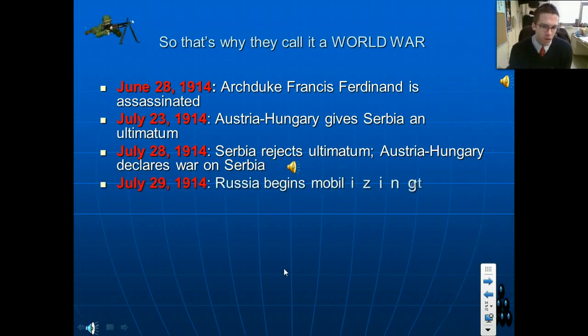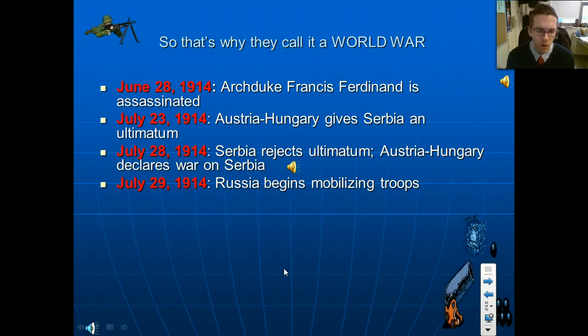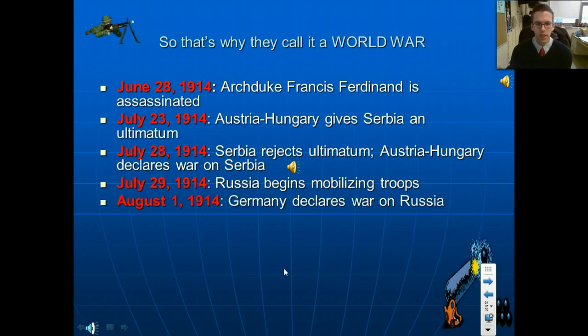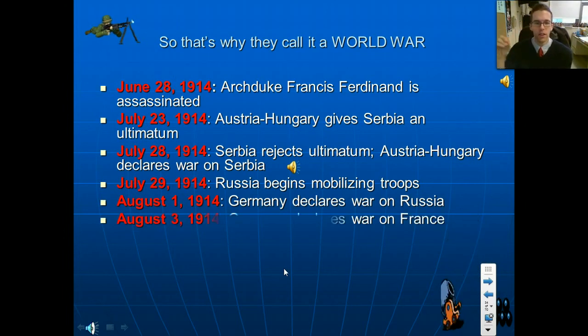So Russia starts getting their troops ready. Everyone's like, what is going on? Russia? Well, we didn't know Russia had a treaty with Serbia. Okay, Russia is right next to Germany, so Germany sees this as an act of aggression. They say, oh, we're declaring war on Russia. Okay, and then Germany is in the middle here. France is over here. Well, France and Russia had a deal, so now Germany declares war on France.